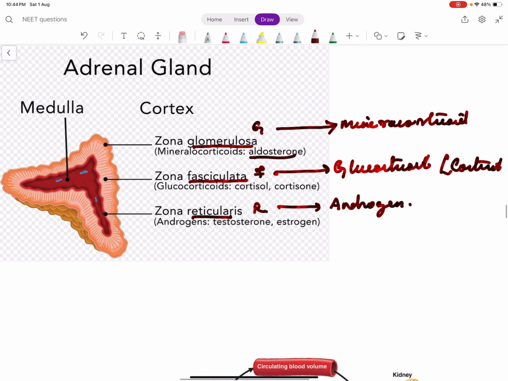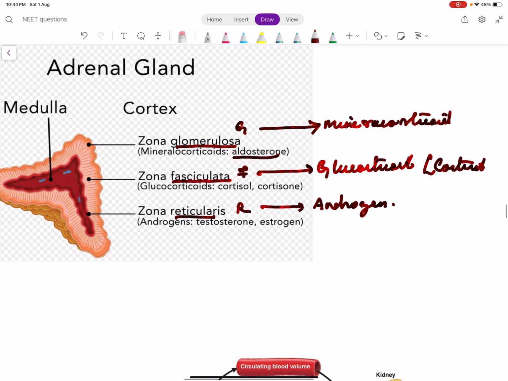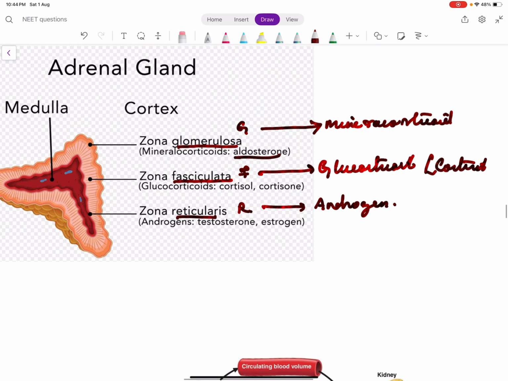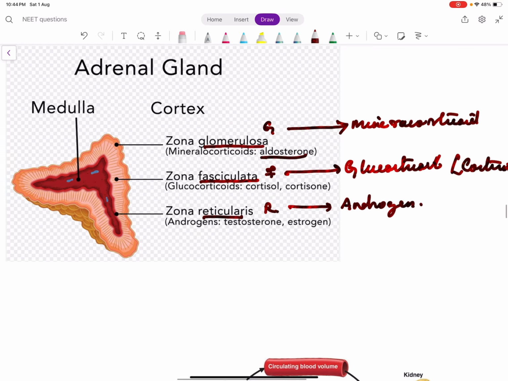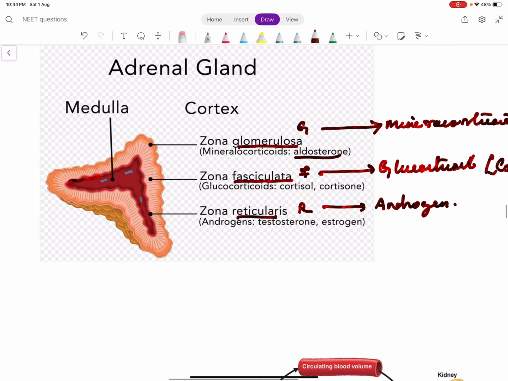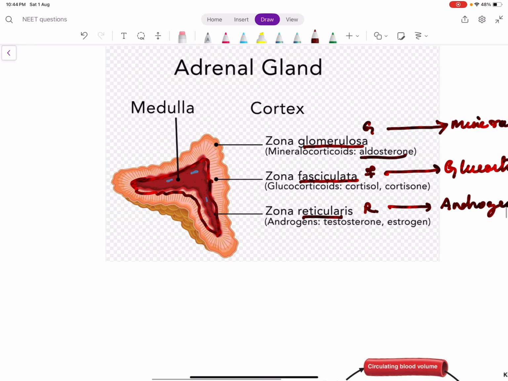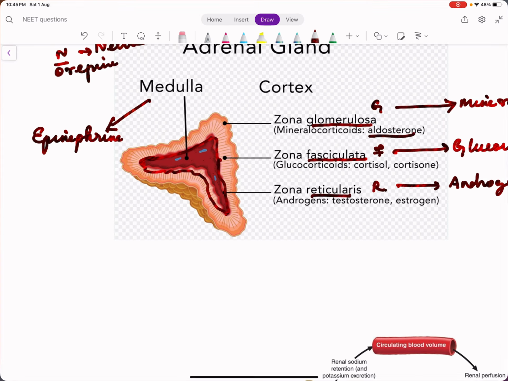So these are the 3 parts of cortex. Zona glomerulosa, which secretes mineralocorticoid aldosterone. Zona fasciculata, which secretes the glucocorticoid cortisol. Zona reticularis, which secretes androgen. Adrenal medulla is the inner part of the adrenal gland, which secretes epinephrine. Remember, norepinephrine, N for N. Norepinephrine is secreted by nerve endings, whereas epinephrine is secreted by the adrenal medulla.